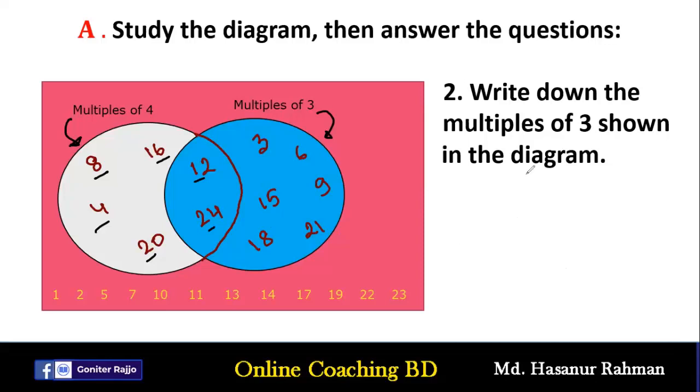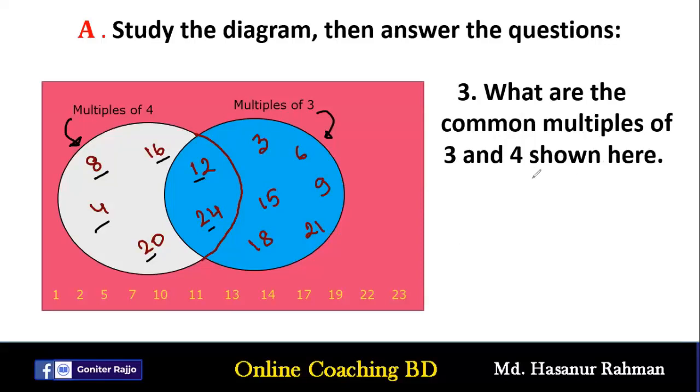Now, number 3 says, what are the common multiples of 3 and 4? Here we can see that this 12 and this 24, these two numbers are common in both multiples of 3 and 4. So from the diagram, common multiples of 3 and 4 are 12 and 24. We are finding this out from the diagram.